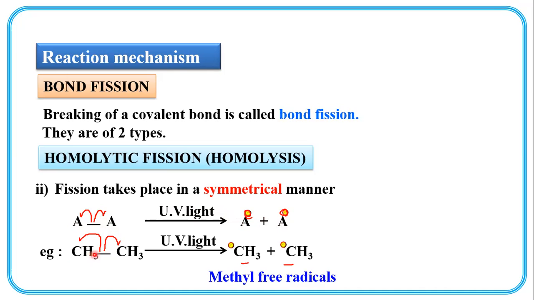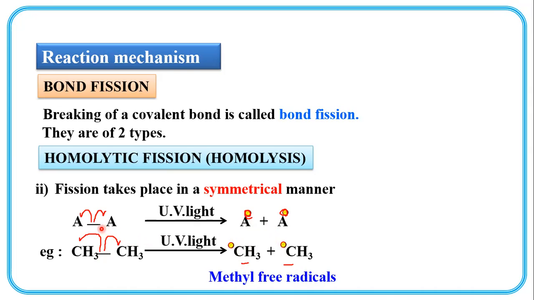In the second example, CH3 bond CH3. If this carbon-carbon bond breaks in presence of UV light, as both carbons are the same atom, their electronegativity is the same. So after breaking the bond, electrons are equally distributed, one electron to this carbon and second electron to this carbon. So these are free radicals. The products of homolysis are free radicals.